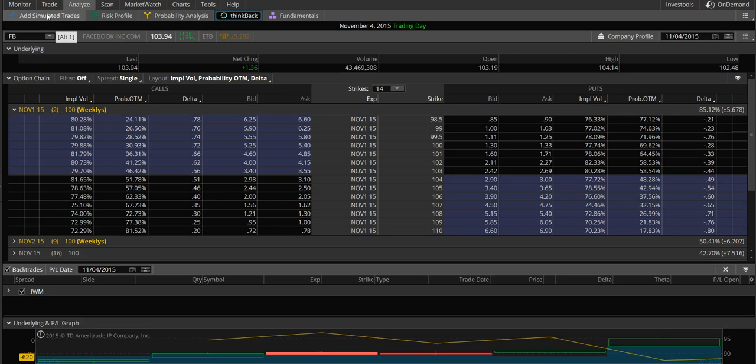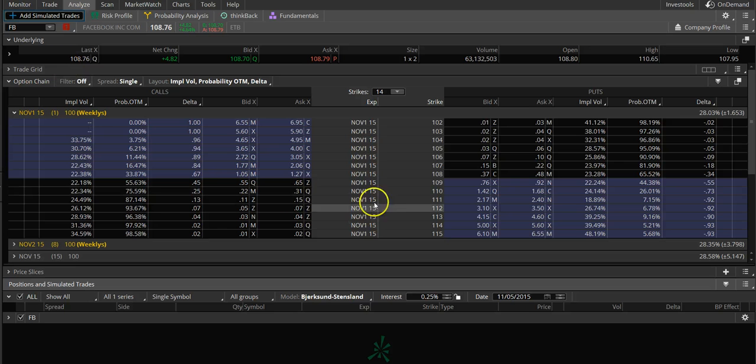Let's go to today. We look at the 103 strike, and you'll see the 103 strike is 5.60 to 5.90. So what did we say it was yesterday? $3. So you actually had a gain. But what's the volatility now? The volatility went from 85% to 28%.